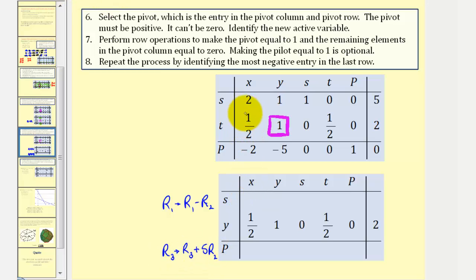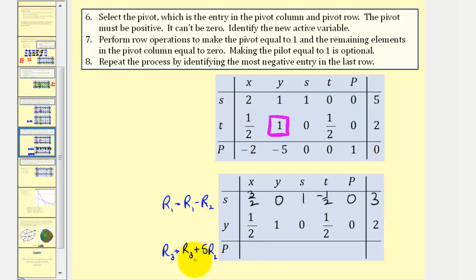So here we'd have 2 minus 1/2, that's 4 halves minus 1/2, or 3 halves. 1 minus 1 is 0. 1 minus 0 is 1. 0 minus 1/2, -1/2. 0 minus 0, and 5 minus 2 is 3.